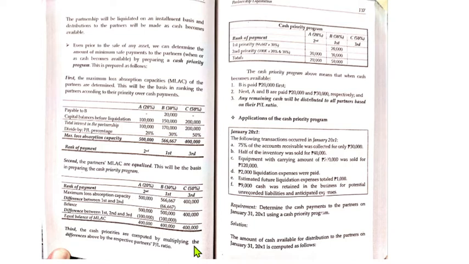P&L ratios. Ano yung difference na sinasabi? Yung difference na ibinawas mo, ito, yung 66,000 at yung 100,000 na narito. So, dapat yun ay i-multiply mo ngayon sa kanilang profit and loss ratio na 20, 30, and 50%. So, you have to look at your cash priority program, the preparation of the cash priority program. So, A, B, and C. Sino ba ang nasa una sa rank? Si B. First.